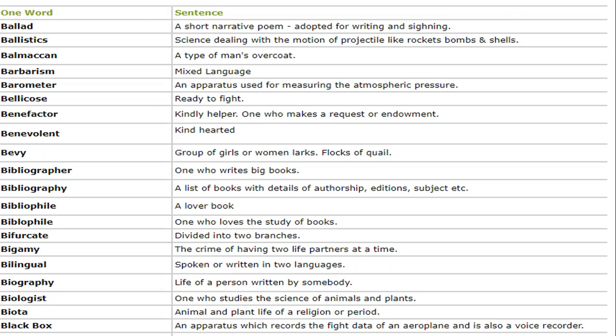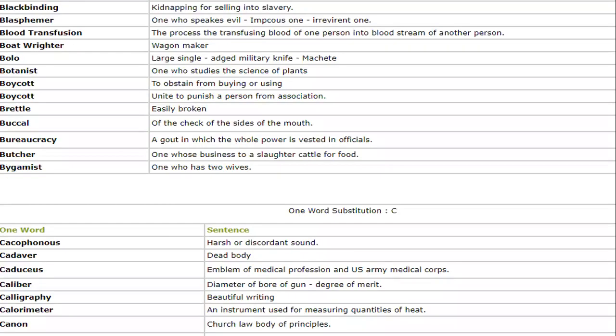Biologist, one who studies the science of animals and plants. Biota, animal and plant life of a region. Black box, an apparatus which records the flight data of an aeroplane and the voice recorder. It is just beneath the seat where the pilot sits. Then blackbirding, kidnapping for selling. Blasphemer, one who speaks evil. Blood transfusion, the process of transferring blood of one person into the bloodstream of another person.